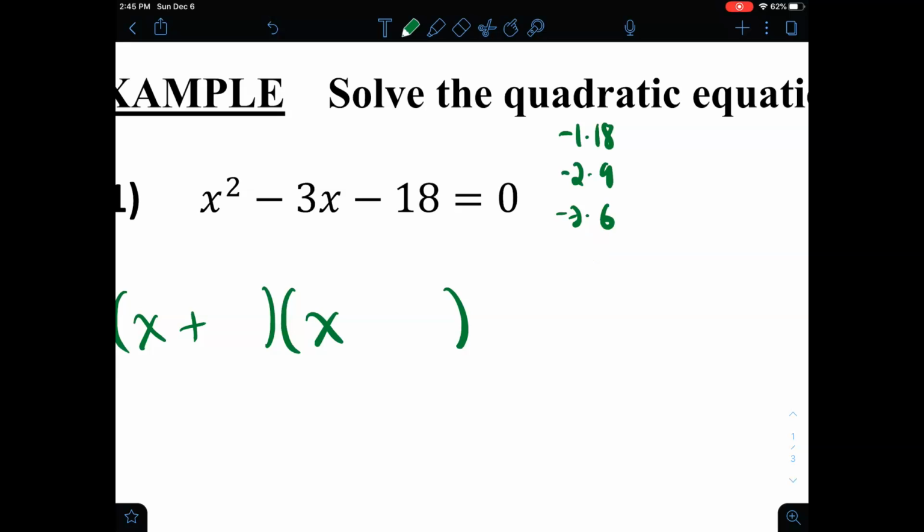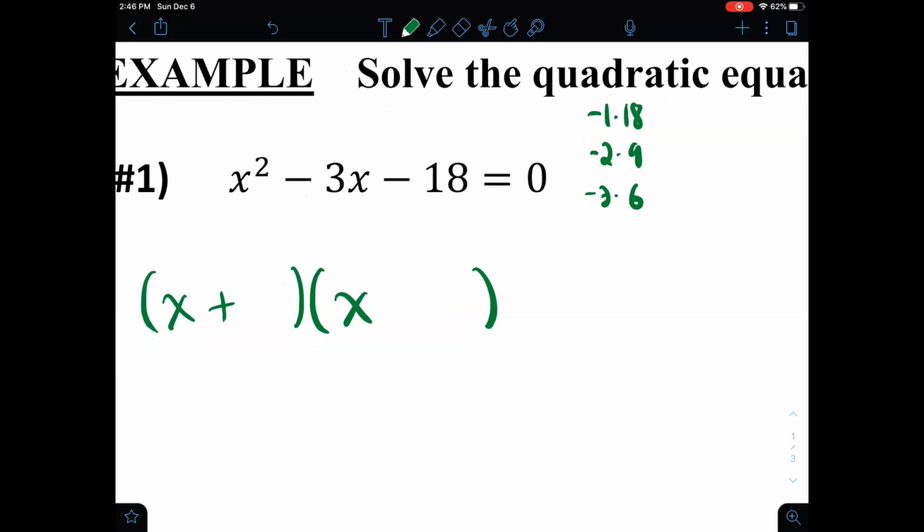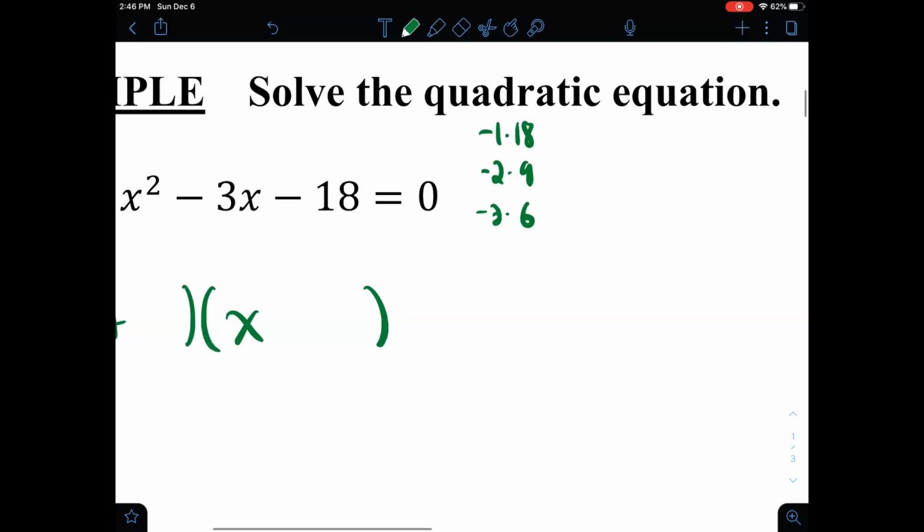So the next thing after 3 times 6 would be negative 6 times 3. You see how that's the same thing, just flipped around here? That's where you stop. So there's 3 pairings of factors that are going to work for factors of negative 18. So we need things that are going to add to negative 3x. Also, I guess we would have 1 times negative 18, 2 times negative 9, and 3 times negative 6.